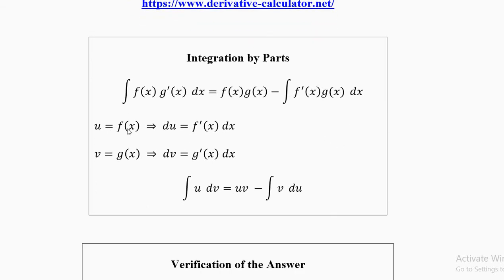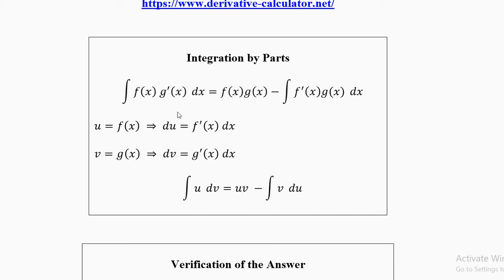Or if you write u equal to f of x, you will get du equal to f prime x, and v equal to g of x, you will get dv equal to g prime x. Then your same formula can be written as integral u dv equal to uv minus integral v du. Now we are not taking product of two functions, we are taking product of a function and the derivative of the second function, which on integration will give you the product of the two functions minus integral of derivative of the first function into second function.